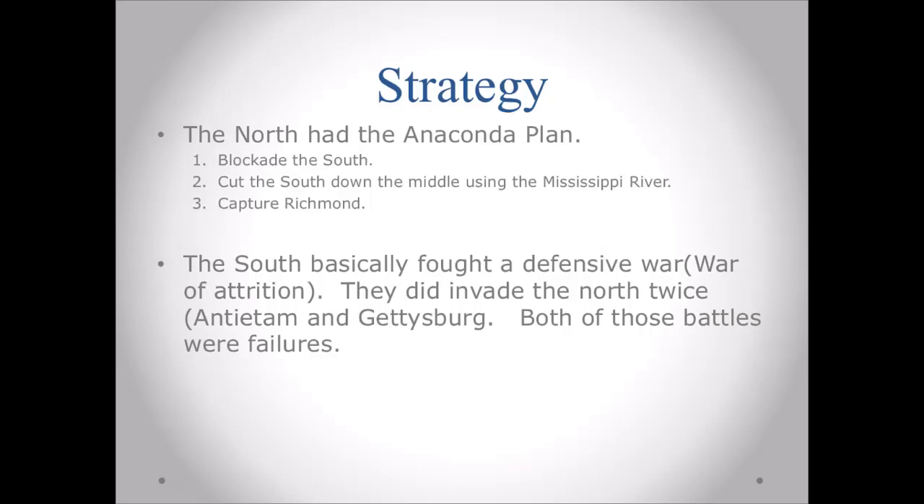The South, meanwhile, knew their advantages, and they wanted to fight a defensive war. This is a very effective strategy for the South since the North has to bring the South back. And that's kind of what a war of attrition means in this case. If the South can just get the North to tire out from fighting, then they win. When they do invade the North at Antietam and Gettysburg, both of those battles end up as being failures. So their strategy of playing defense really works well for them. And if they would have kept doing that, the North might have gotten tired of fighting and given up, and that's what a war of attrition means.